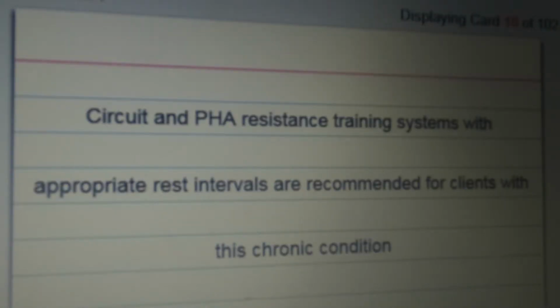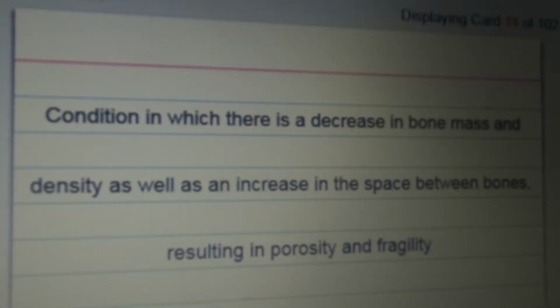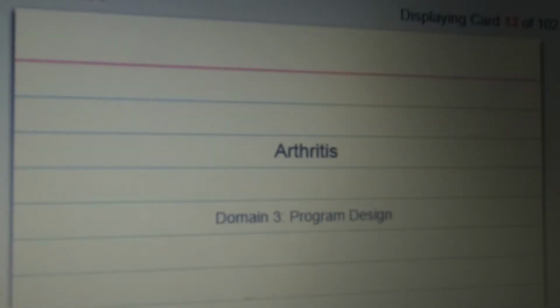Circuit and PHA resistance training systems with appropriate rest intervals are recommended for clients with this chronic condition. Coronary heart disease. Condition in which there is a decrease in bone mass and density, as well as an increase in the space between bones, resulting in porosity and fragility. Osteoporosis. An inflammatory condition that affects the joints of the body.